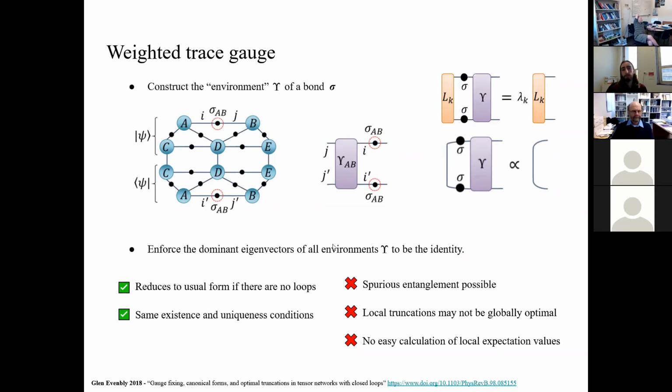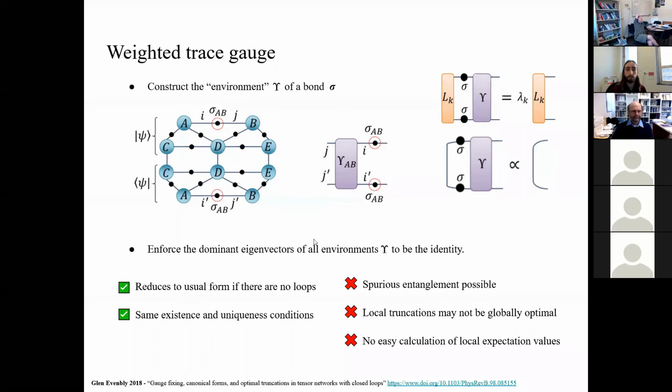This gauge was introduced by Glen Evenbly in 2018, like I said, and it's probably the most comprehensive method of gauge fixing so far. It's a natural choice because it reduces to the usual isometric form if there are no loops, and practically any tensor network can be put into this form. But spurious internal entanglement is still possible, and local truncations may not be globally optimal. And in general, it offers no shortcut to calculating local expectation values. Any questions?